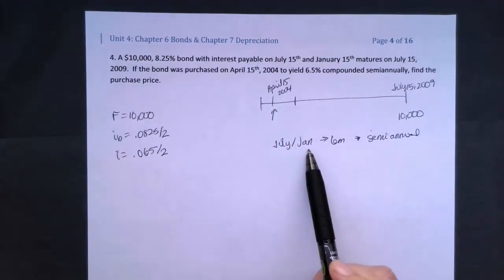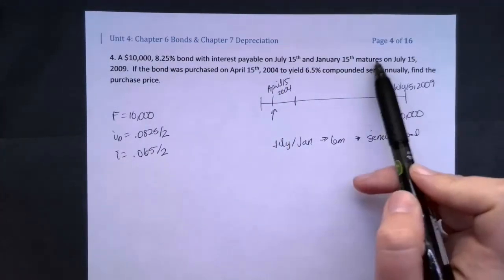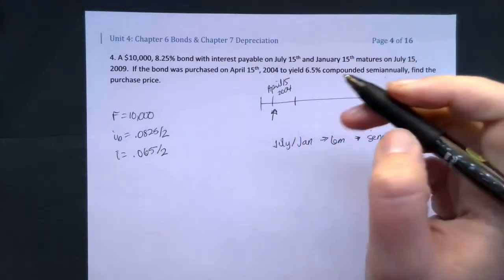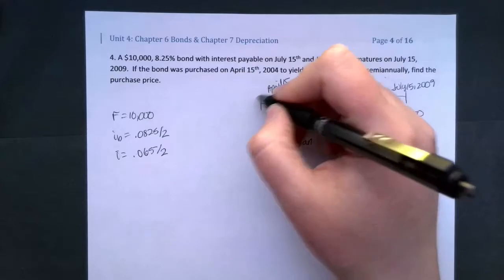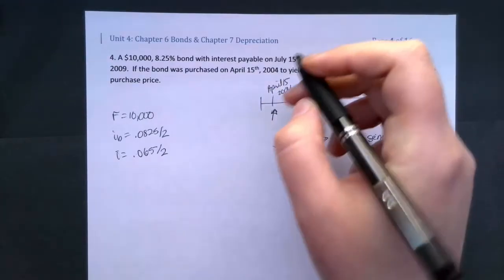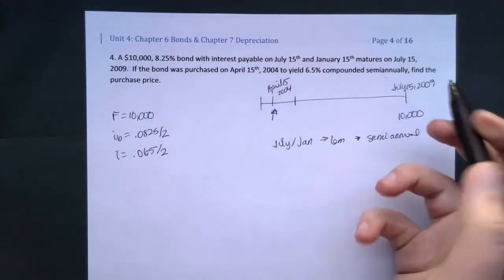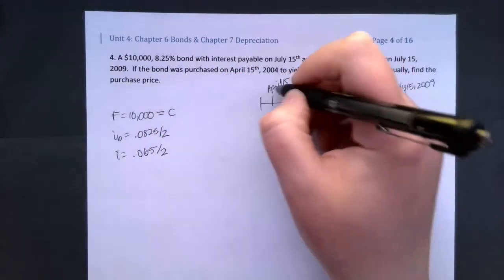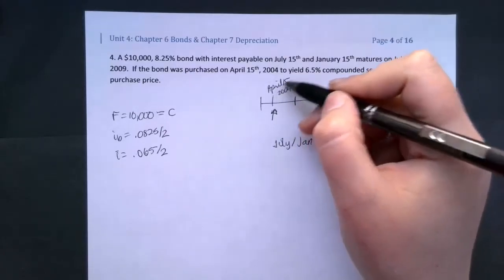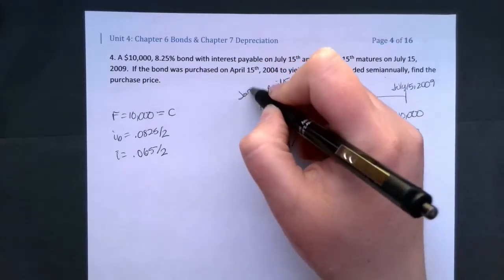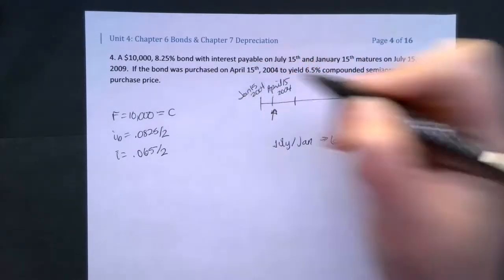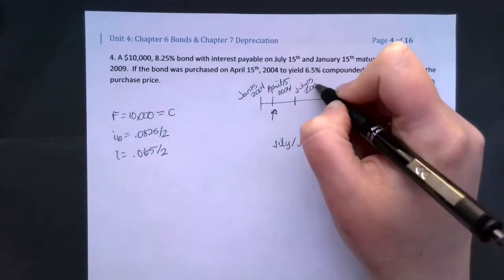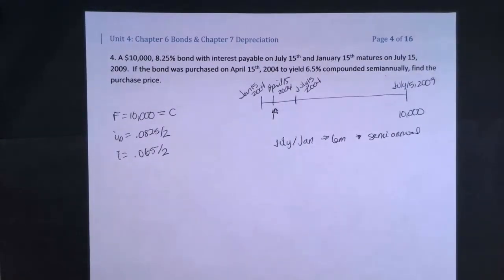April is not a January or July date, and again, we're semi-annual, so we have this in-between idea again. So the first thing we have to do is determine where these are, and then figure that piece out. Now again, here we're not told anything about it being called, so that means F and C are both 10,000. One payment before April 15th, 2004 would be January 15th, 2004. One period after would be July 15th, 2004.